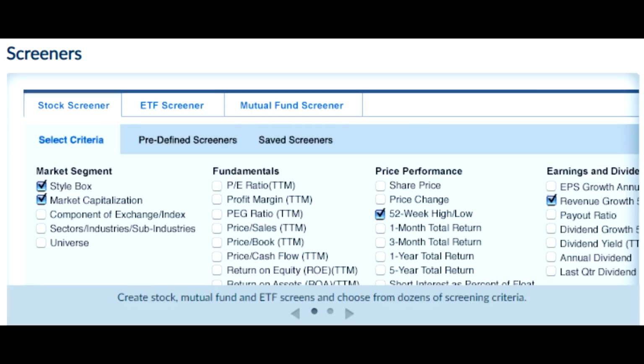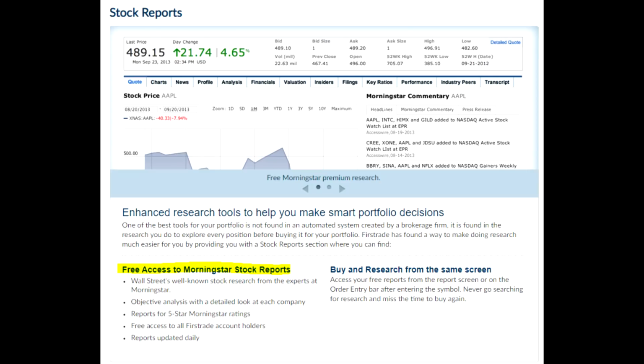And then another area where First Trade shines is with the different educational tools that they offer investors. So they have a wide array of educational tools on the site, as well as research tools, a few examples being an online stock screener, and they give you free access to Morningstar investment reports, which is great for the more research-oriented fundamental investors.